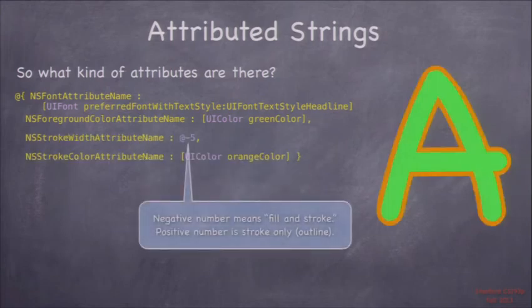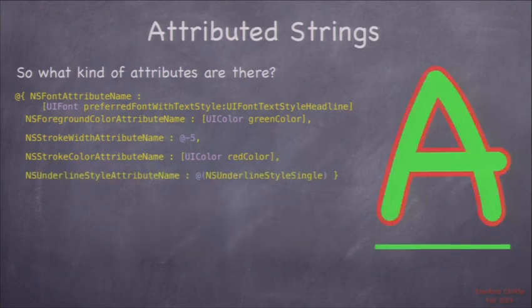There's also the stroke width attribute and stroke color. Pay attention to the width attribute because you'll probably need this for your homework. It's an NSNumber. If it's a negative NSNumber, that means fill the glyph, the A, and stroke around the edge. If it's a positive number, it means just do the stroke around the edge and the middle is transparent.